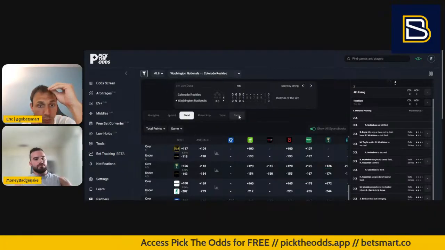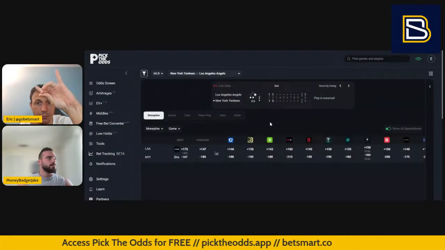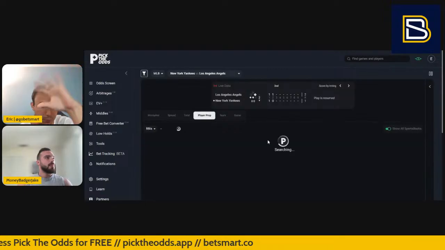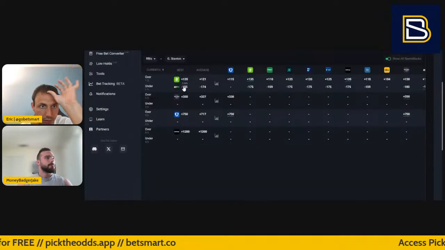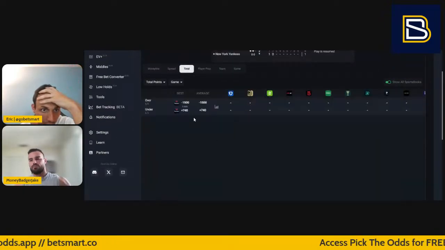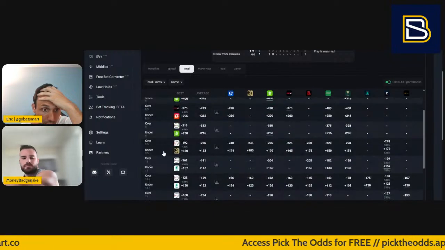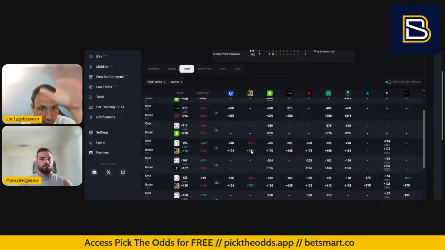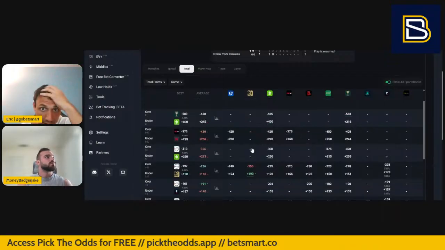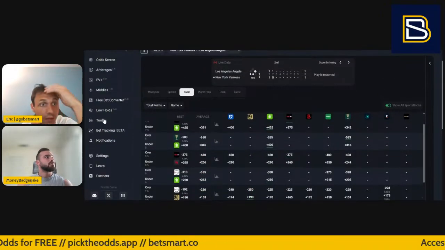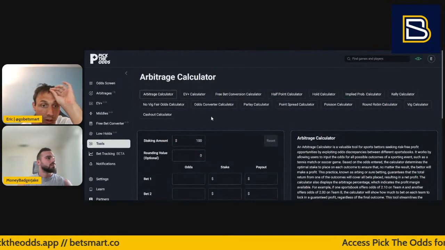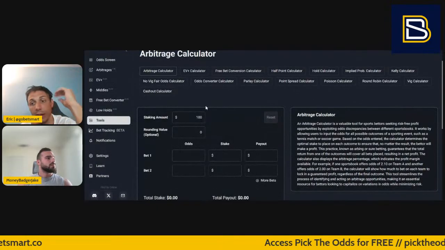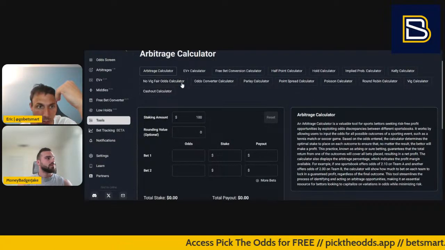Again, the feature I want to show, Pick the Odds, real quick. I just want to check the price to be as accurate as possible. We're looking at the total here. All right, so I have over 9.5 minus 120. Best odds plus 180, well, plus 190 now. We'll call it that. Right here on the tools page. So if you're doing your own calculating, right here, Pick the Odds, there are all of these calculators available.